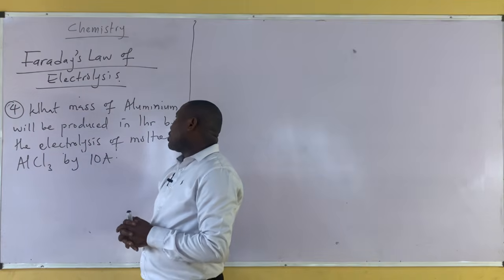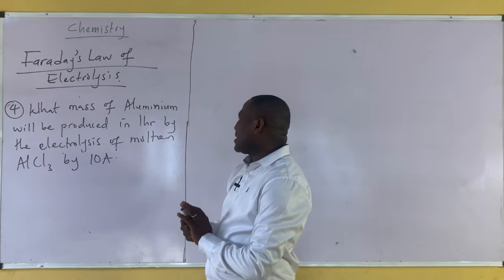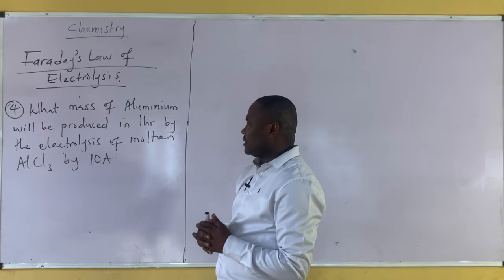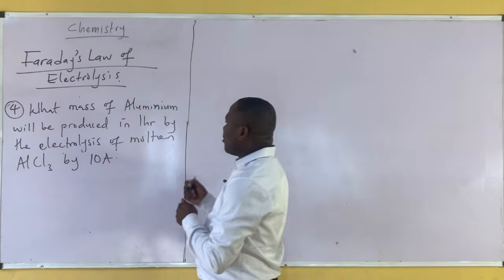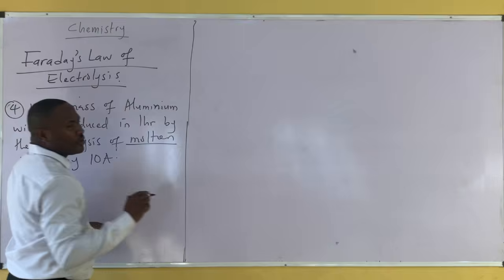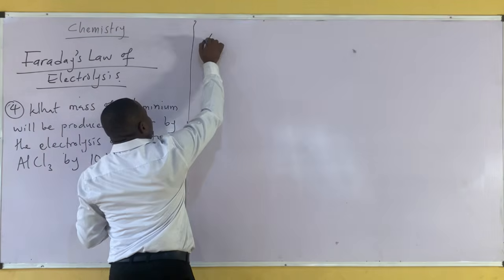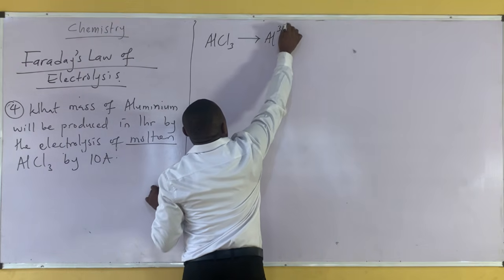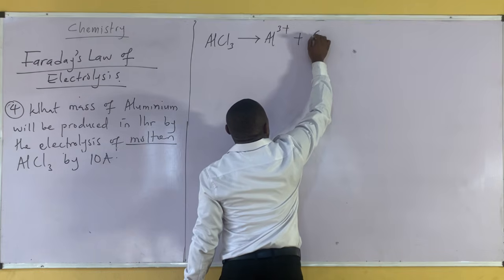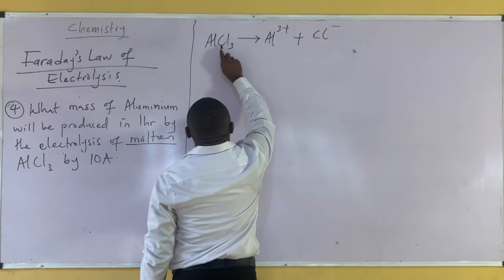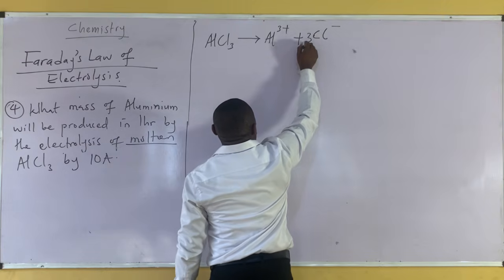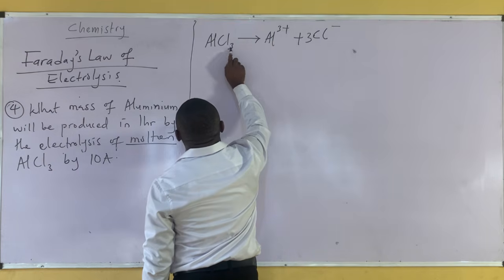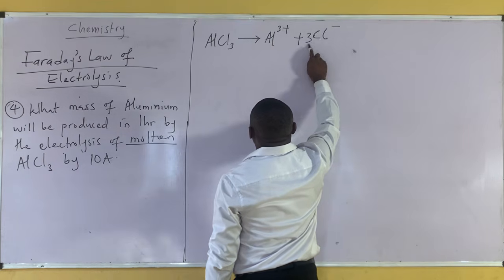Example 4. What mass of aluminium will be produced in 1 hour by the electrolysis of molten aluminium chloride by 10 ampere? Now molten again, so there will be no presence of water. So it will be AlCl3, that will become Al3+ and 3Cl-. Now chlorine is 3 here, so I'll put 3 here. This 3 does not affect this one; this is the ion, but this is the number of atoms. That's why I'm balancing it with a 3 here.